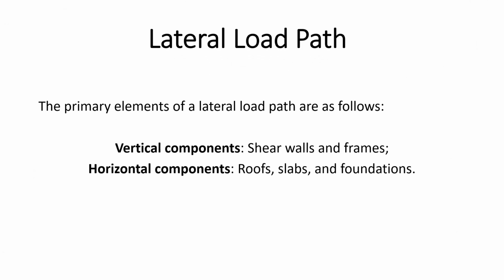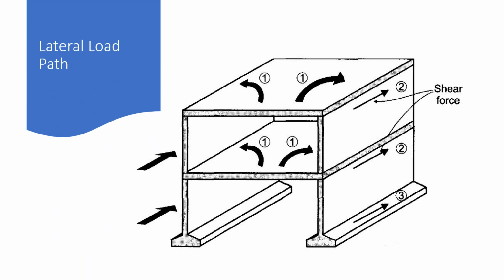The lateral load path is the way lateral loads are transferred through a building. The primary elements of a lateral load path are as follows. The vertical components include shear walls and frames. The horizontal components include roofs, slabs, and foundations. The figure shows a reinforced concrete structure and the elements constituting the lateral load path. Roof and floor systems transfer the load to the walls, which, in turn, transfer the load to the foundations.